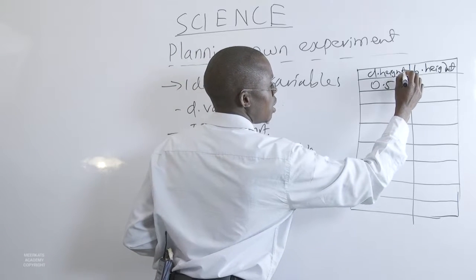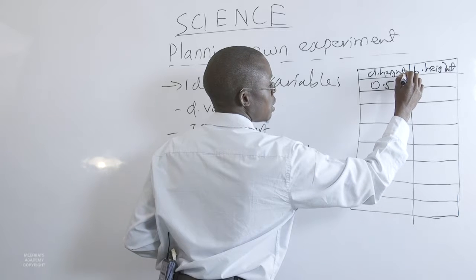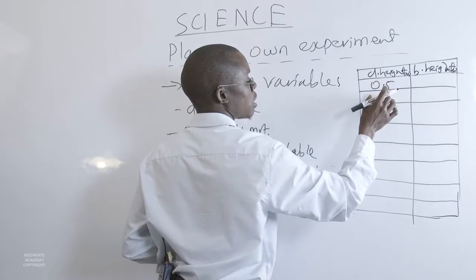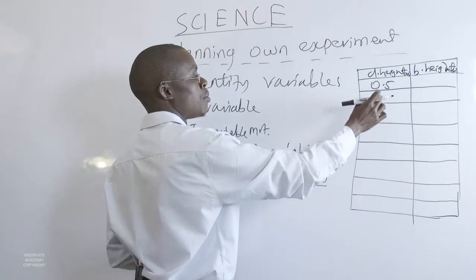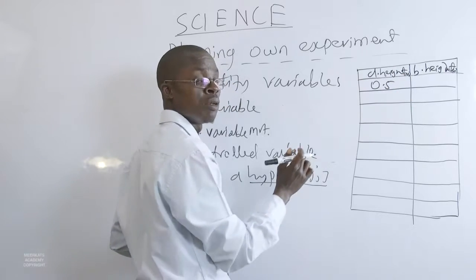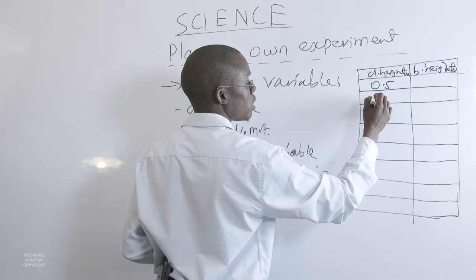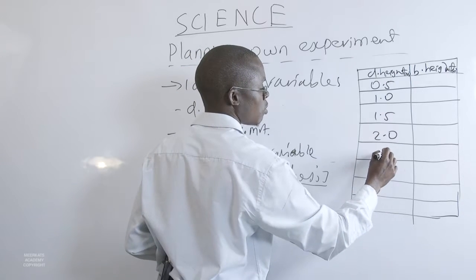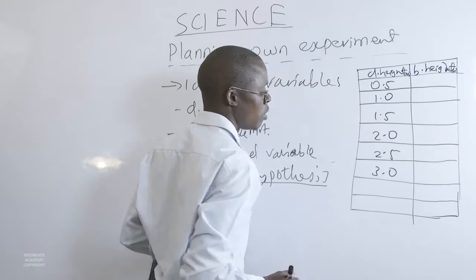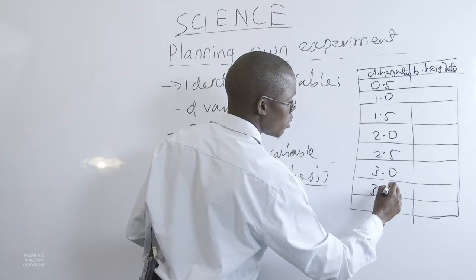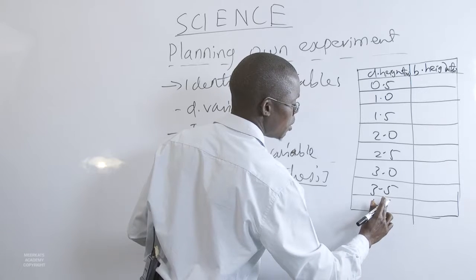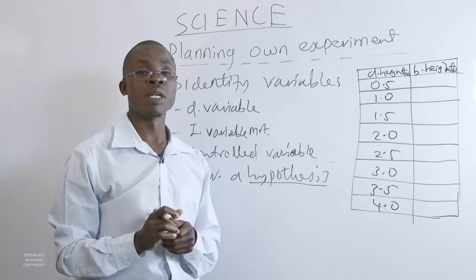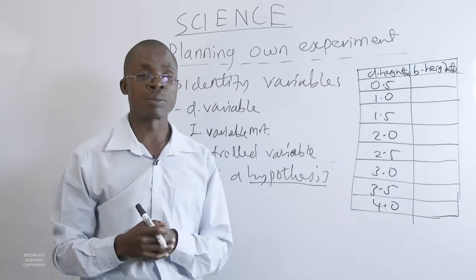Remember, units can be placed here in brackets, that is, in meters, so that for all the writings here we shall know they are being represented by this unit in meters. So we have 0.5 meters, 1.0 meters, 1.5, 2.0, 2.5, 3.0 meters. You can go on up to 3.5, 4 meters, depending on the scope of your experiment and the way you wish to carry it out.